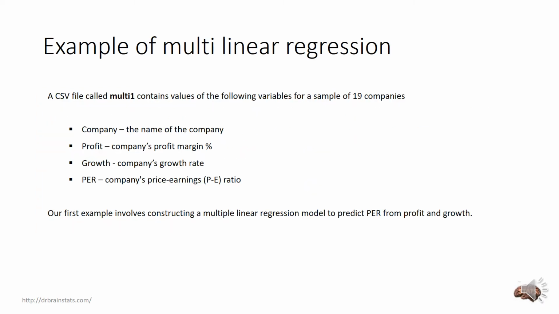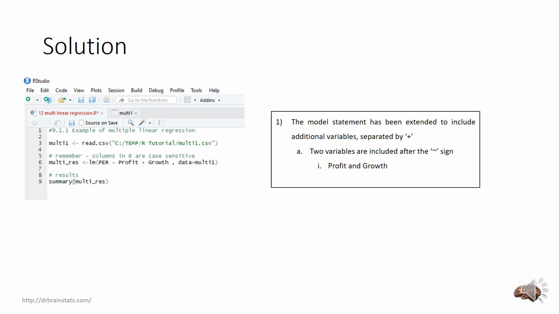So now we go to an example of a multilinear regression. Hopefully you have a file called multi, and this contains the following variables for a sample of 19 companies: the company name, the profit, growth, and PER. Our first example involves constructing a multiple linear regression model to predict PER from profit and growth.